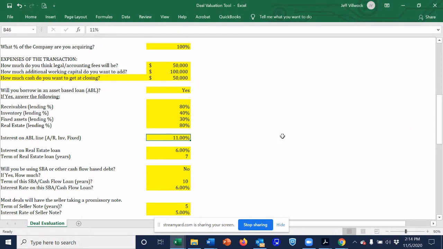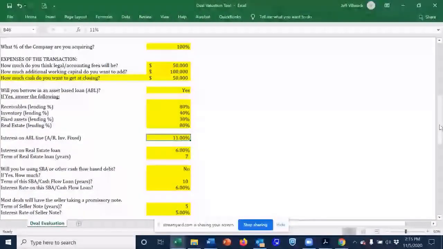11% sounds like a very big number in today's zero interest rate environment, right? But frankly, for small businesses, if you're buying a $100 million business, this would be a different number. It'd be a lot lower. But in buying a small business like this one that has $2.5 million in revenue and $250,000 in earnings, this is about right. This is about what you should expect. So about 11%.